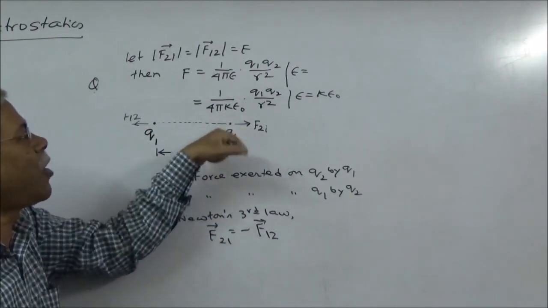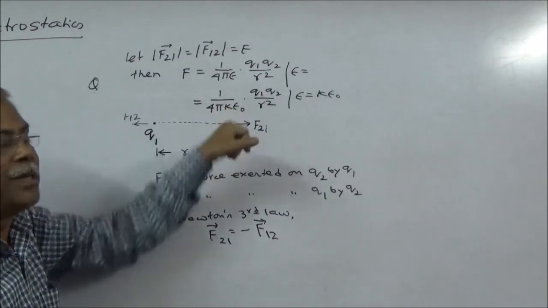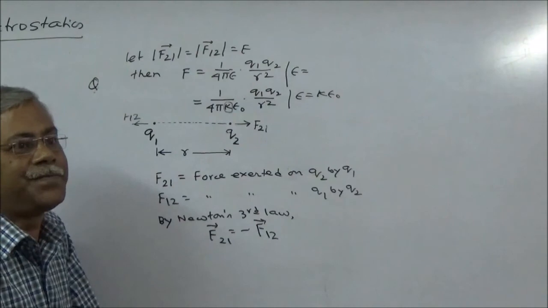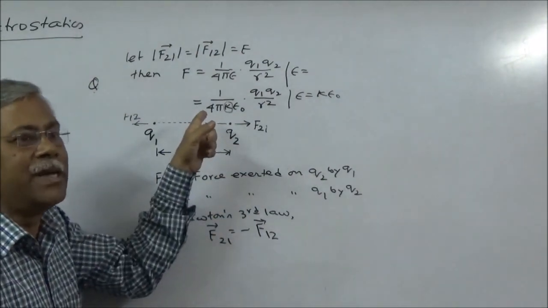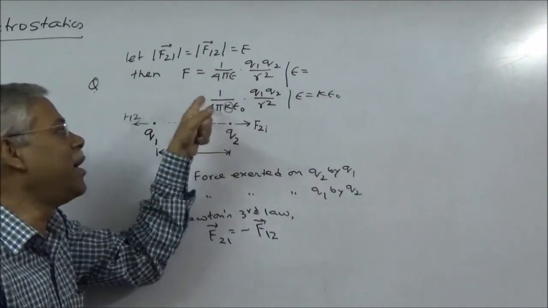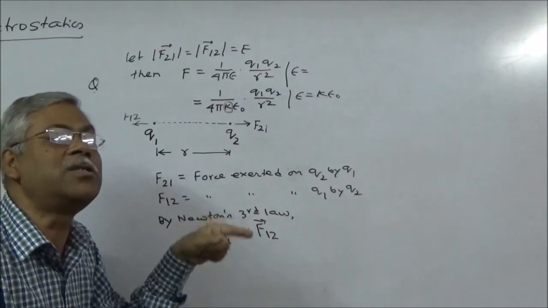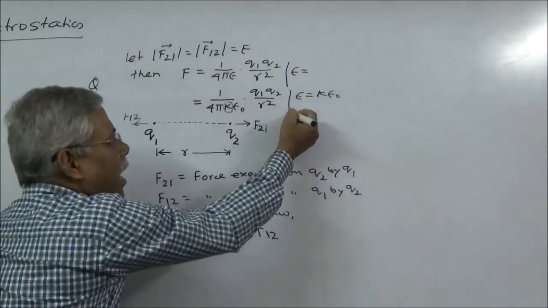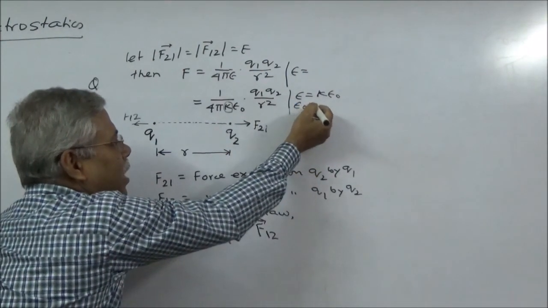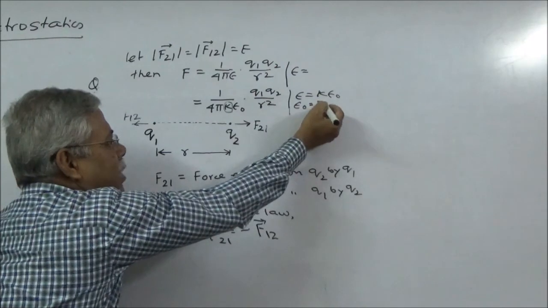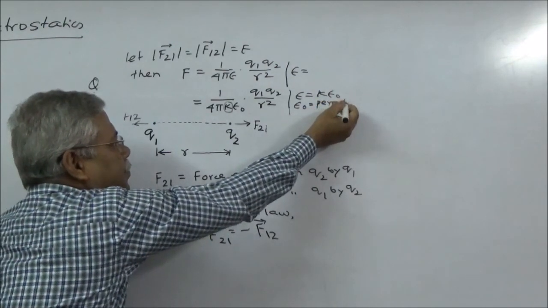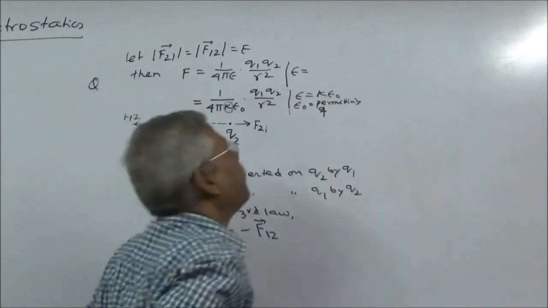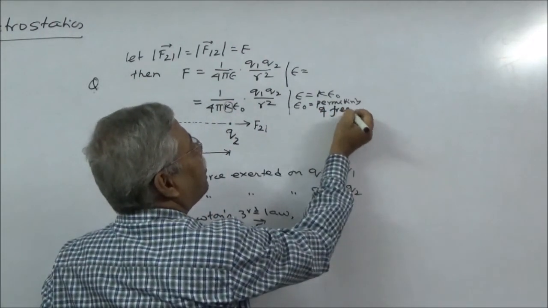And the effect of the medium is represented by K, where K is called the dielectric constant of the medium. So epsilon naught, right here, equals permittivity of free space.